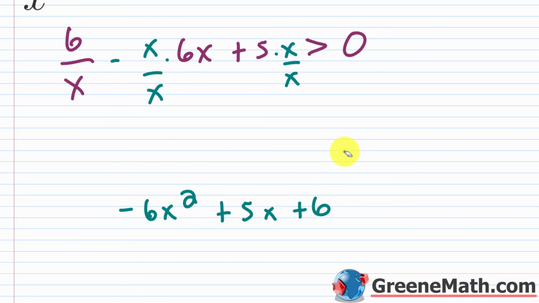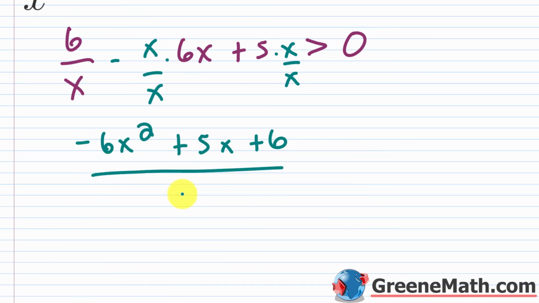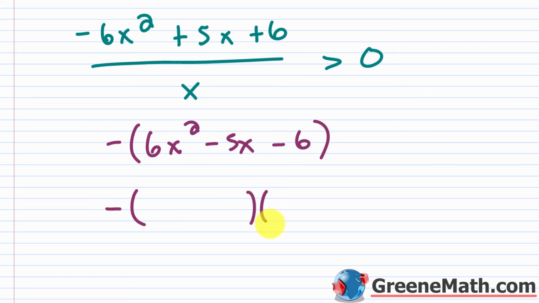Let's get rid of this. And let's slide this up like this. And let's put this over our common denominator of x. And we'll say this is greater than 0. Okay, so for the numerator, let me just factor this. So I'm going to put a negative out in front. And then just write this as 6x squared minus 5x, and then minus 6 like this. If you wanted to factor this, let's go ahead and set up our parentheses here.